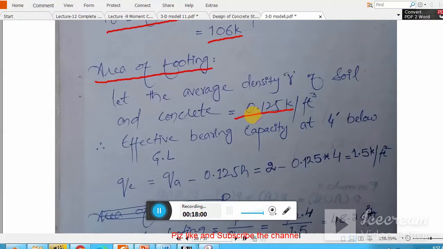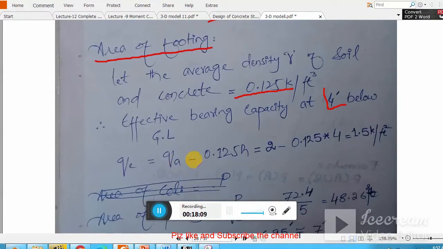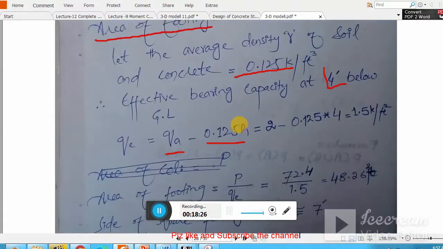Clear? Effective bearing capacity at 4 feet below, this is my depth level. Now qa is basically given, that is 2000. Remember, 2000 pounds per square feet. So my qe is basically qa minus the load applied by the overburden, due to the concrete and soil. Just subtracting, you get 1.5 kips per square feet.